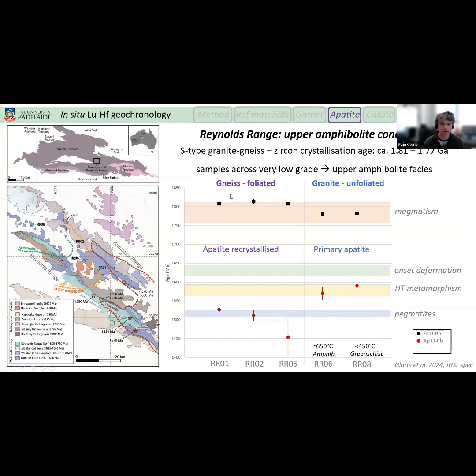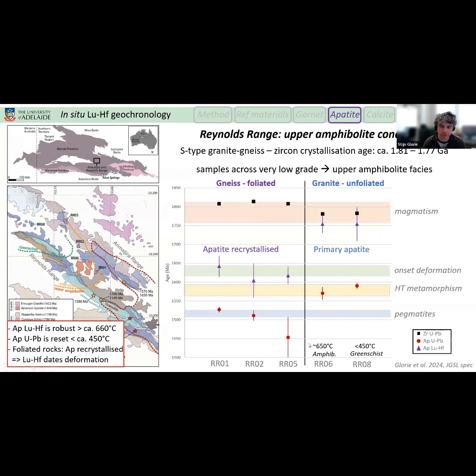What about hafnium then, you might ask? That's how hafnium looks. In the gneisses, we're dating the timing of formation, while in the granites, there are some small offsets, but within uncertainty, we have the same number as the zircon ages. So what does that tell us? That tells us that based on the temperature conditions of these rocks, the hafnium system remains robust at temperatures of at least over 660 degrees, while the apatite lead system in this particular system has been reset at temperatures even below 450 degrees.